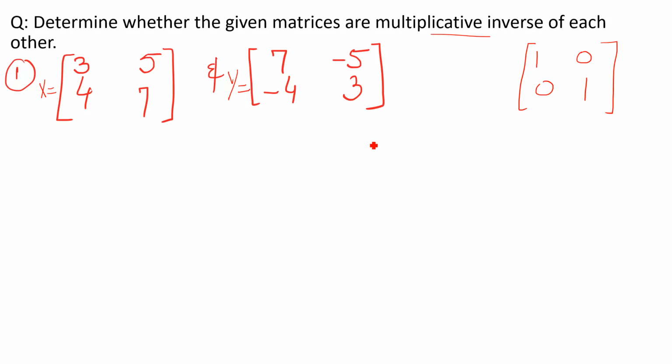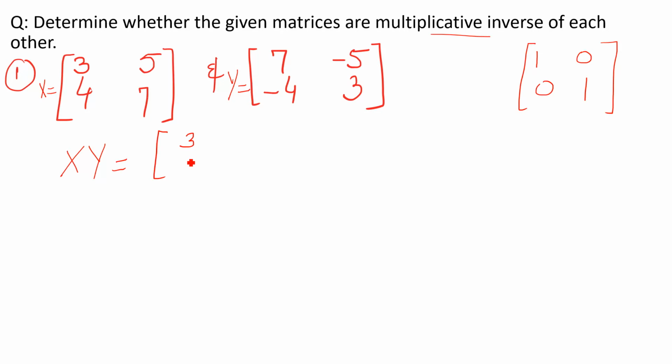In the exam, they will not let you know that you have to prove the multiplication of this should be equal to this. The question will be whether these two matrices are multiplicative inverse of each other or not. It means you have to multiply these two matrices and the answer should be the identity matrix. Then you can say yes, these two matrices are the multiplicative inverse of each other. Okay, so X and Y.